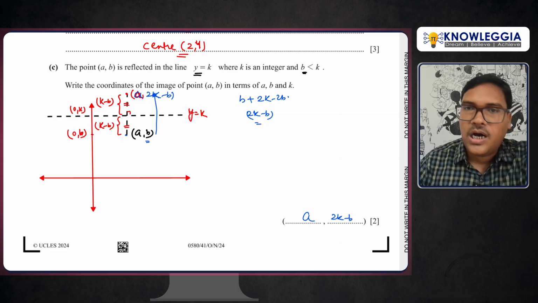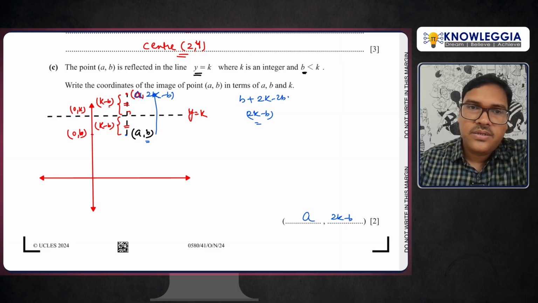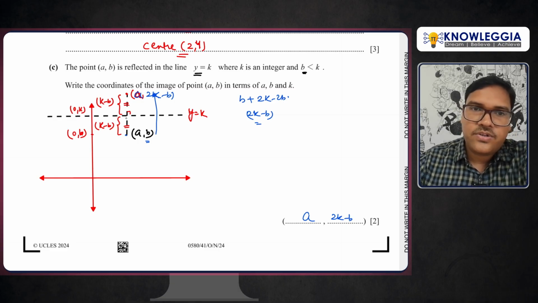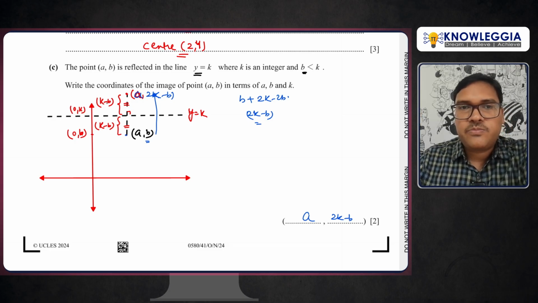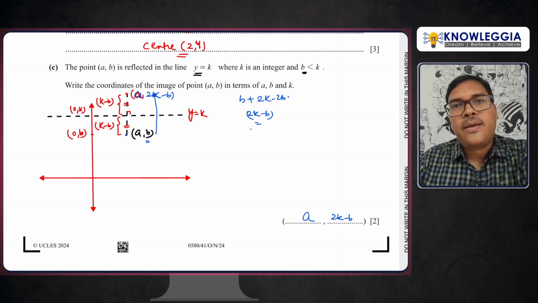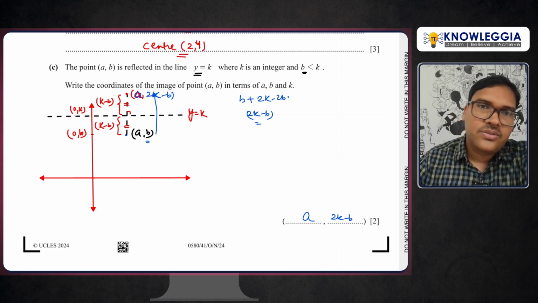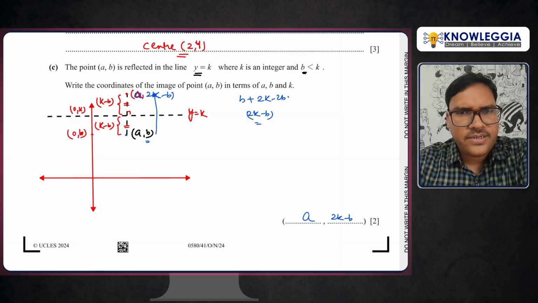This is how you can solve this. I hope this is clear. This is a mirror image, so the perpendicular distance will be the same. The x coordinate will remain the same, and for the y coordinate I have just added k minus b plus k minus b to get 2k minus b. So this is how we can solve this question. I hope this is clear, right?